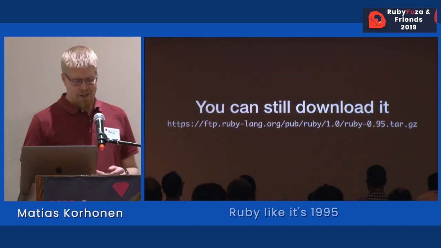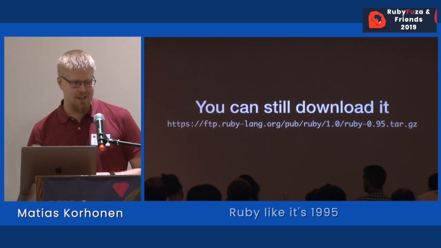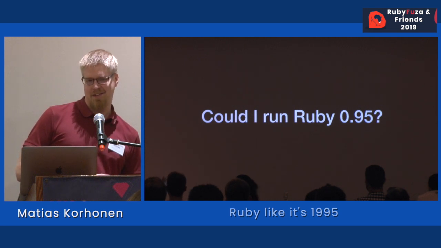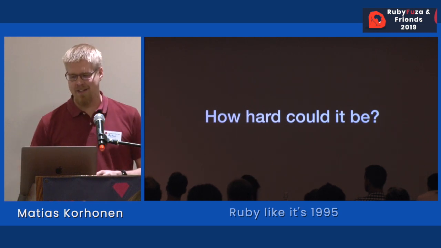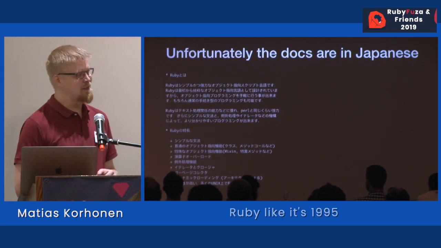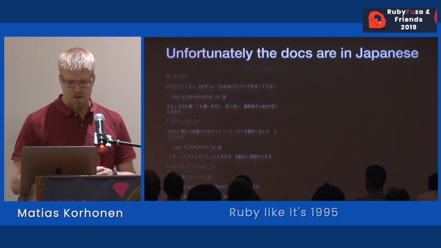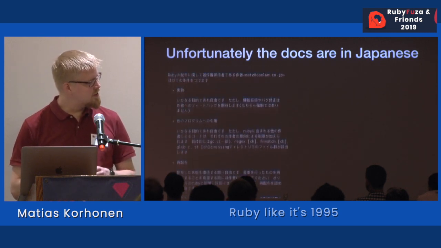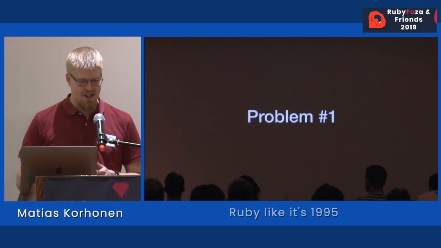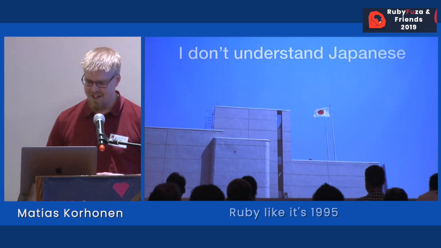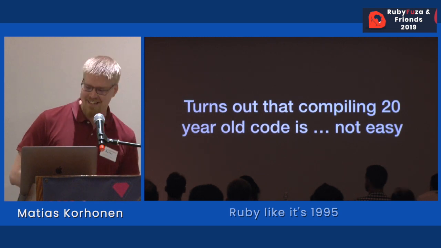And at some point last year, I realized you can still go download Ruby 0.95, which led me to this question. Could I run Ruby 0.95? How hard could it be? I mean, it's just a relatively small amount of C code. Though, unfortunately, the documentation is in Japanese. Which leads me to problem number 1. I don't understand Japanese. And it also turns out that compiling 20-year-old code is not entirely easy.